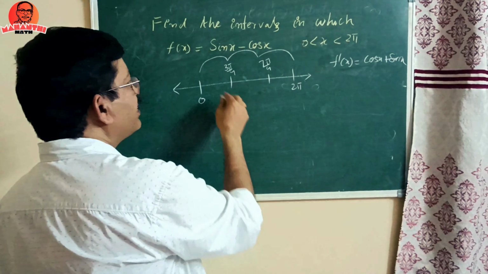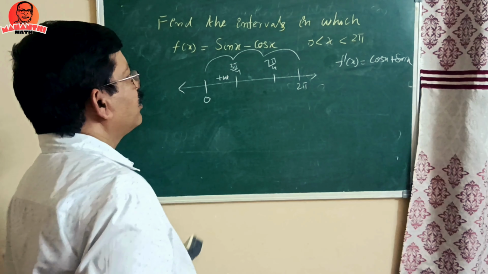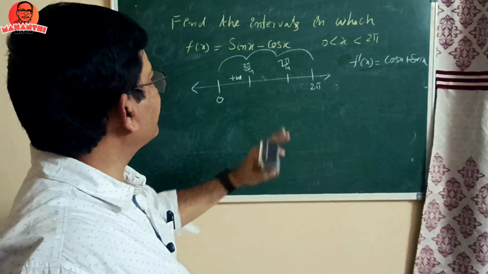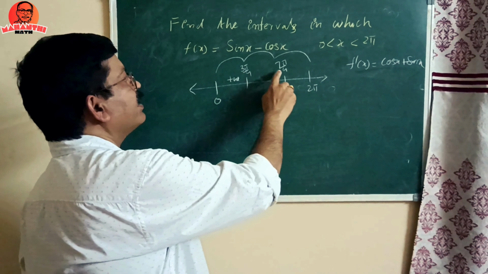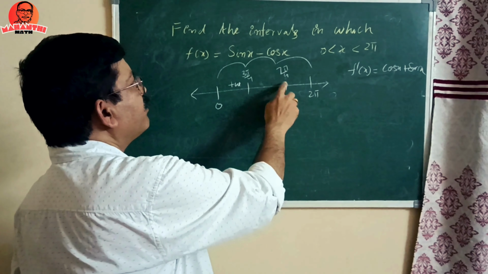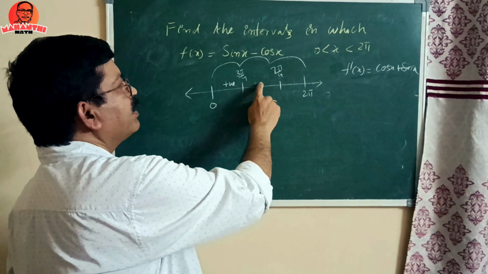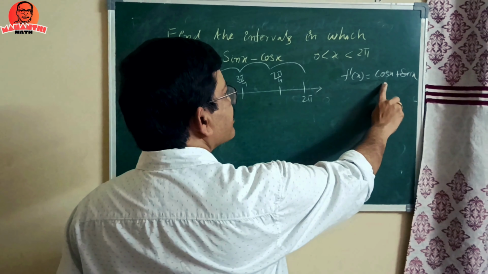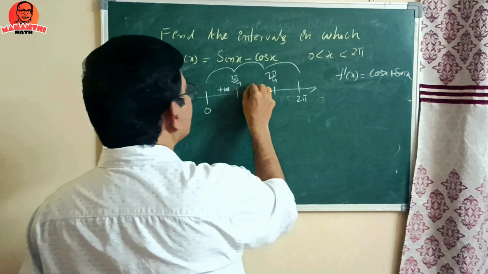Positive, whatever the value may be, it is positive. Don't alternately put that one. Just one value you take. Between 135 and this is what 350. Okay, between these two one value you take. Pi you take. Cos pi is minus 1, sin pi is 0, so negative.